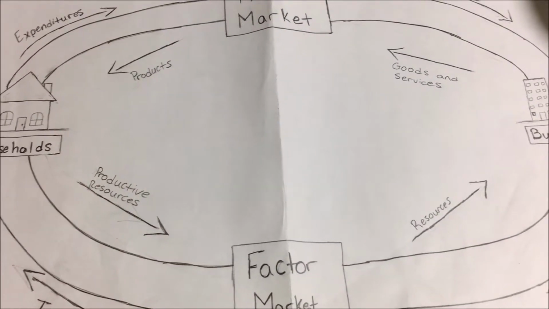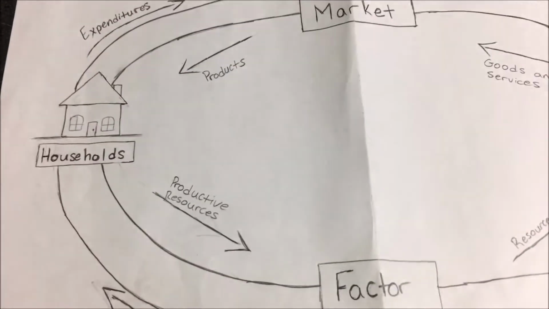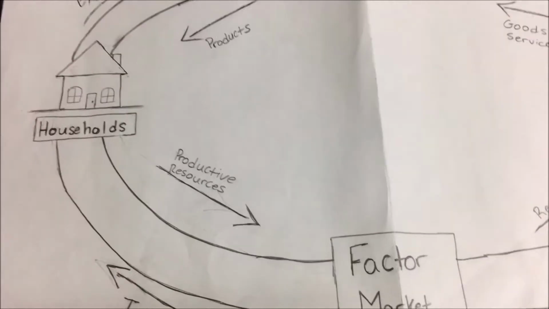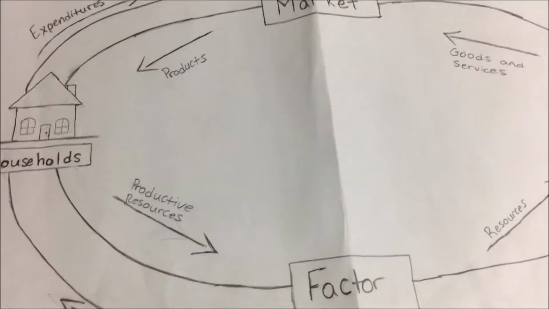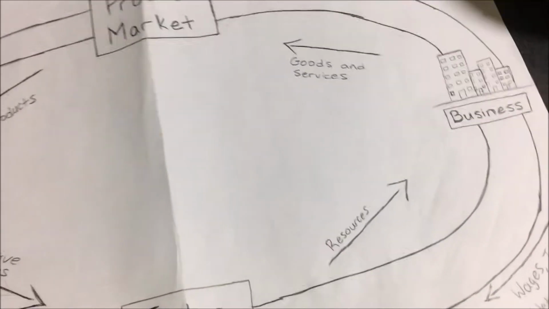Today I'll be talking about the circular flow diagram. On one side of the circular flow diagram we have households, which is where people live. It's the people, pretty much. And on the right side we have business.